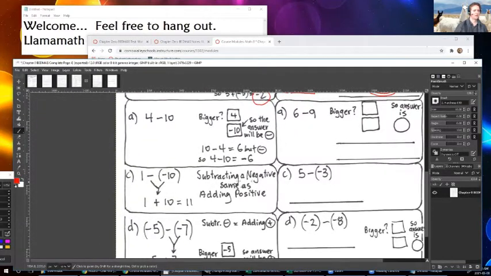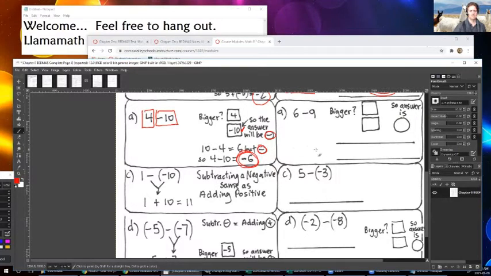Okay, let's do this one. 4 minus 10. I have 4 positives minus 10 negatives. Way more negatives, so the answer is going to be negative. I'm going to take my biggest number minus my smallest number. 10 minus 4 is 6, but it's negative. The answer is negative, so my answer is going to be negative 6.